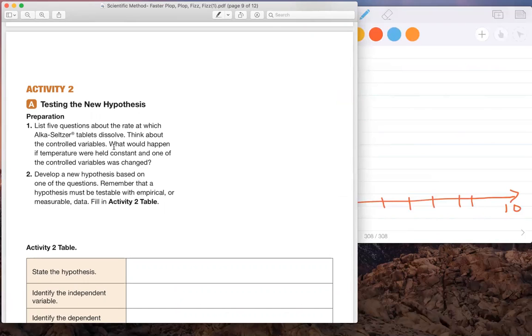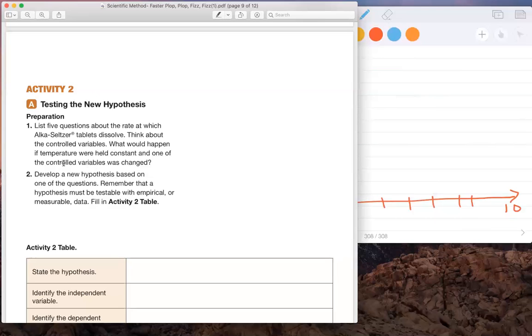For example, in the analogy of the death rate of the fish versus the temperature, will the amount of fish which will die double if I double the temperature? That's a question, all right? Will the rate decrease if I decrease the temperature? That's another question. Different questions based on the observation you see in activity 1. You will list different questions.